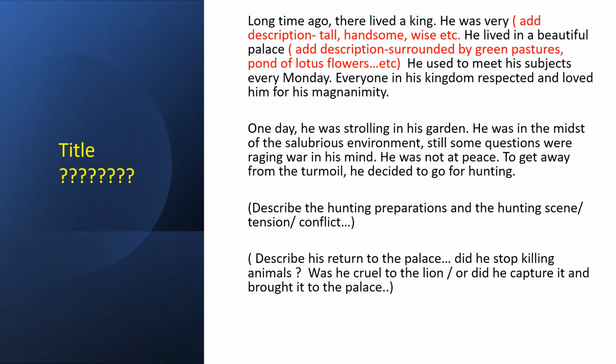Here, long time ago, there lived a king. He was, now here you add a lot of description. His personality, tall, handsome, etc. He lived in a beautiful palace. Add a lot of descriptions again. For example, palace was surrounded by green pastures. There was a lotus pond, flowers, butterflies, whatever is your imagination. Okay? Then he used to meet his subjects every Monday. Everyone in his kingdom respected and loved him for his magnanimity.